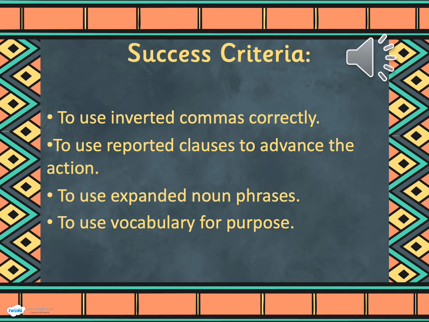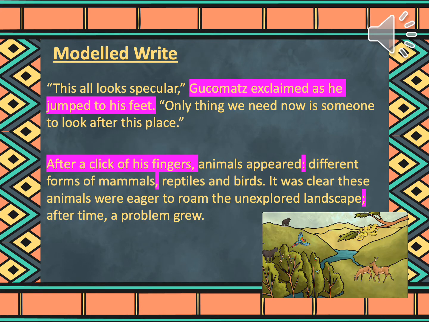So we're not just using boring words, we're trying to find some more exciting words, but we're using them for real purpose, not just because we think, oh, this is a really good word. Okay, it has to fit what we're writing. So if you move on to the next slide, I will show you my modelled write. So you can see at the bottom, picture 3. So I'm on to my third paragraph on my plan. So make sure you've got your plan in front of you when you're writing. Okay, remember there's no point doing the plan if you're not going to use it.